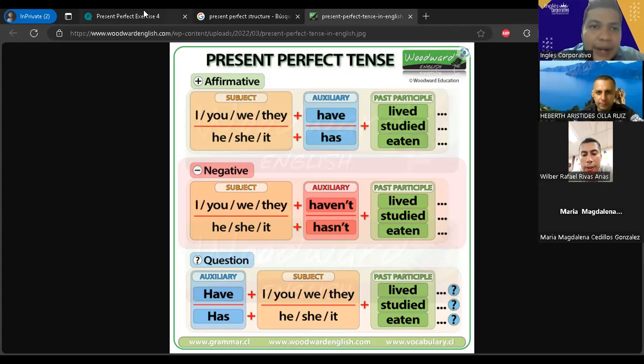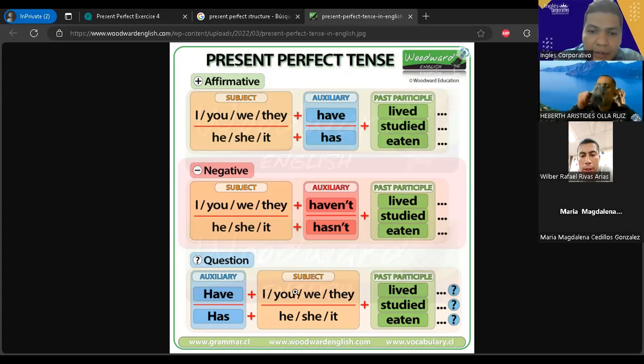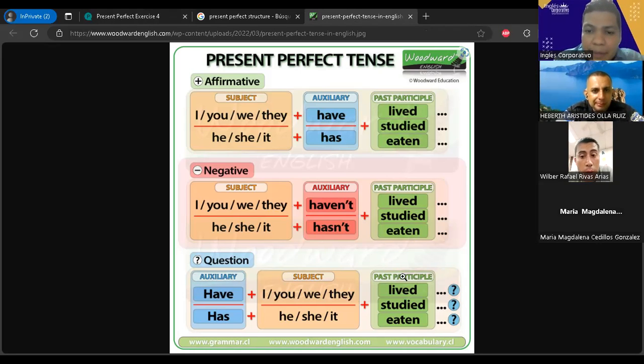Has, correct. Okay, so then we have the auxiliary. So we go for has, and then what is next in the structure? Is the auxiliary, is, and then? It. Excellent. It, and then it says here, the verb in past participle.